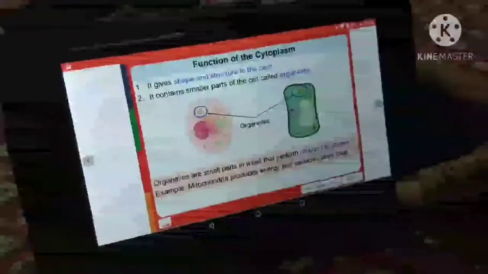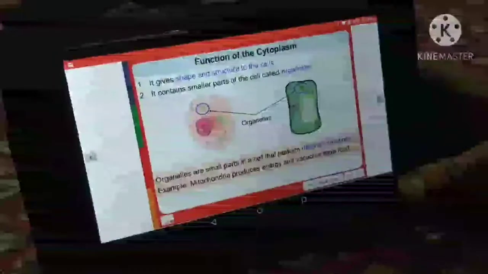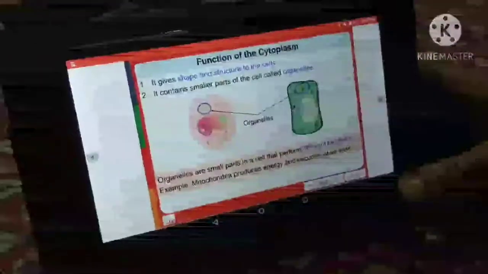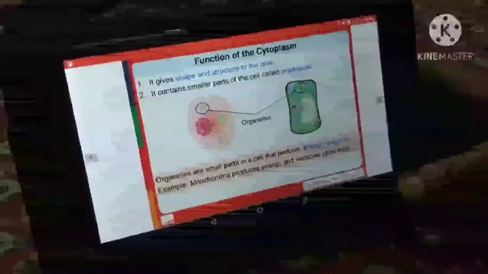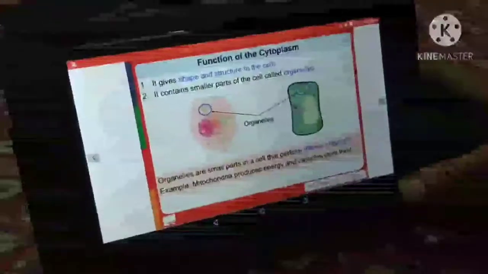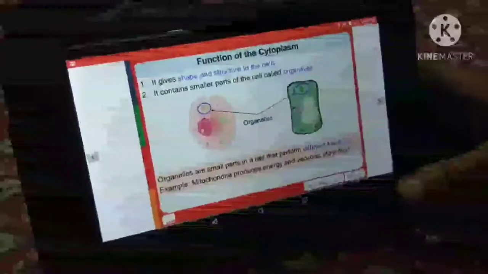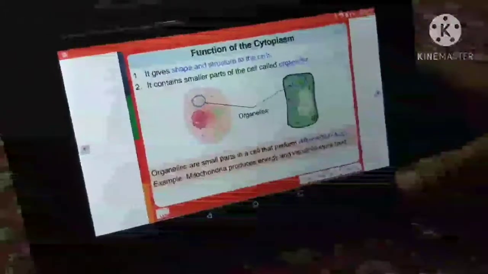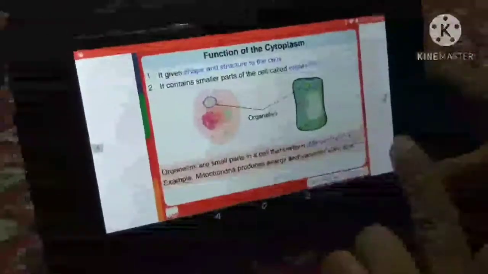Functions of the cytoplasm: number 1, it gives shape and structure to the cell. Number 2, it contains smaller parts of the cell called organelles. Organelles are small parts in the cell that perform different functions. For example, mitochondria produce energy and vacuoles store food.